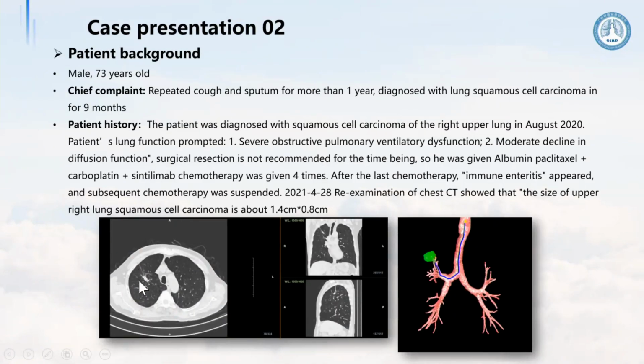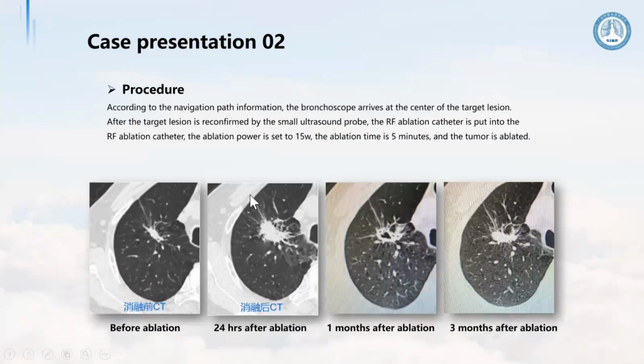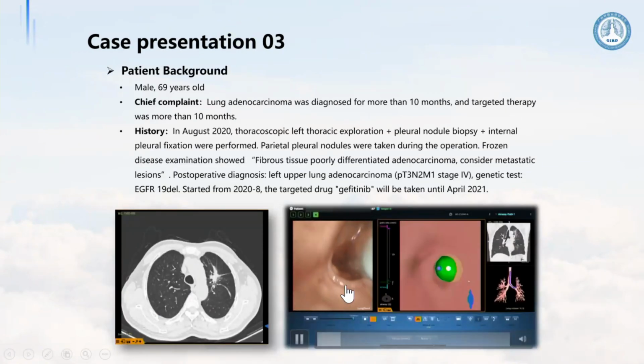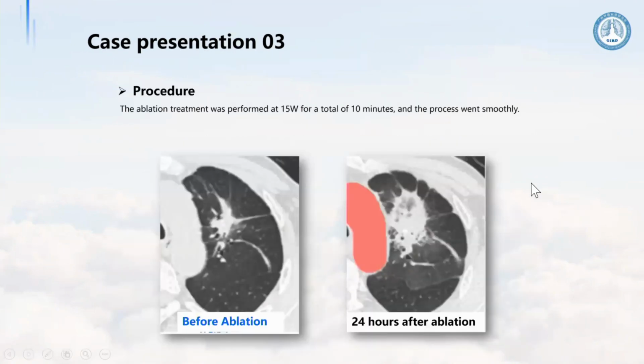Another case is also a lesion at the right upper lobe. We also use the BTPNA to target the lesion, and then before and after, 24 hours after CT, and we can see here at 1 month the cavity, and then at 3 months the solid lesion here. Yeah, we can see the assessment of the ablation. And here we can see another case.